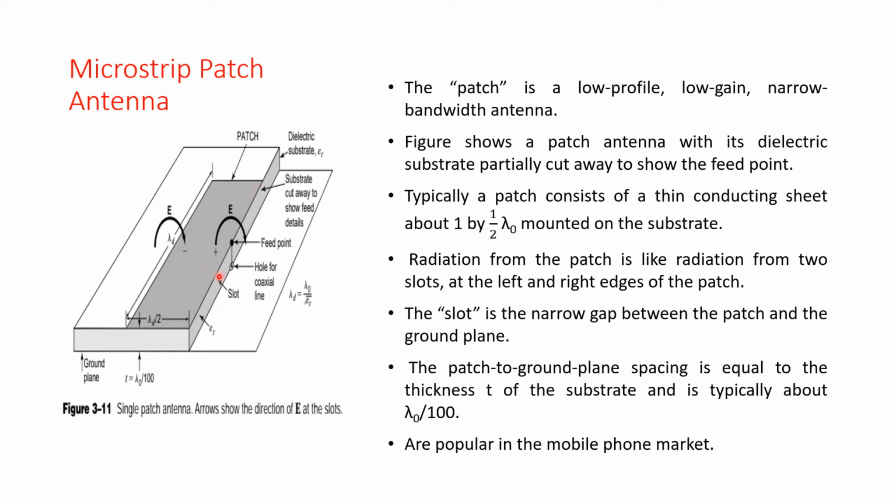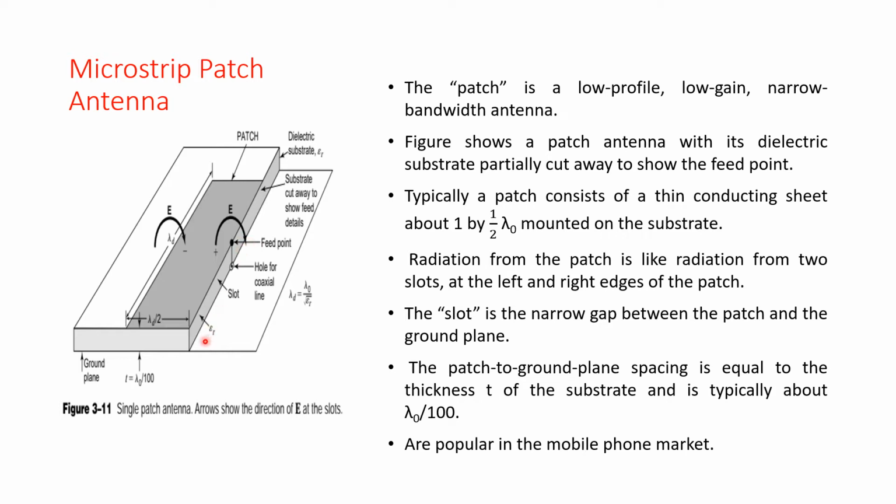Usually it will be radiating at the two slits at the right and the left hand of the patch. Even though the length of this patch is only so much, some of the radiation will come outward of the conducting material. Those are known as fringing fields. And the slot is a narrow gap between the patch and the ground plane.